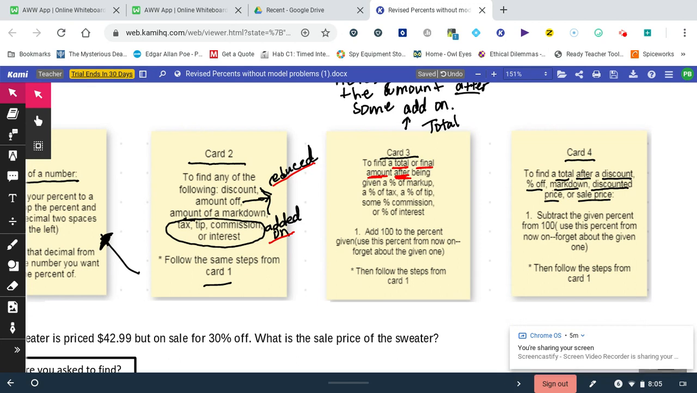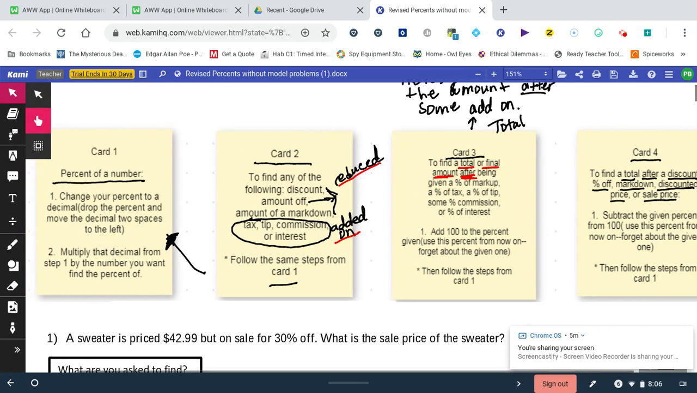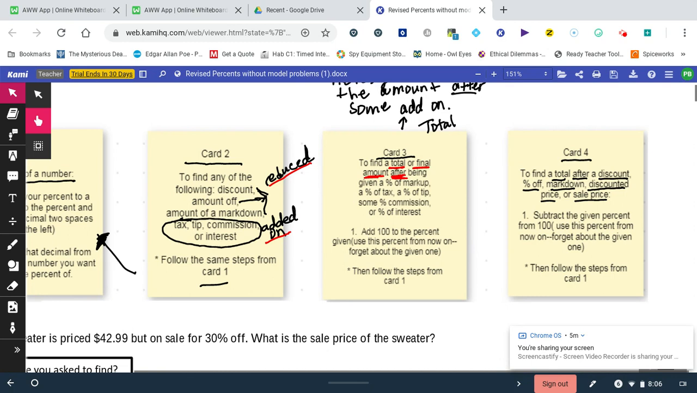You're going to subtract the given percent from 100, and you make sure you use this percent from now on. Forget about the given one. I need to go back to card 3 in just a second. Then follow the steps from card 1. So after you do step 1, you go all the way back over here to card 1, and follow these steps. Let me go back to card 3.